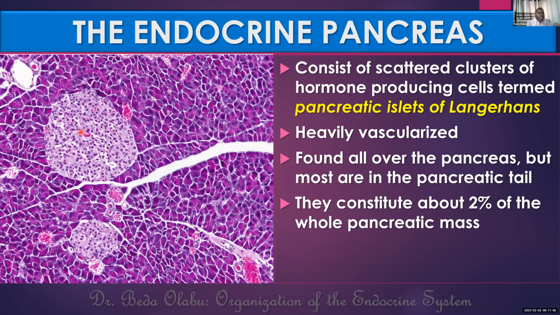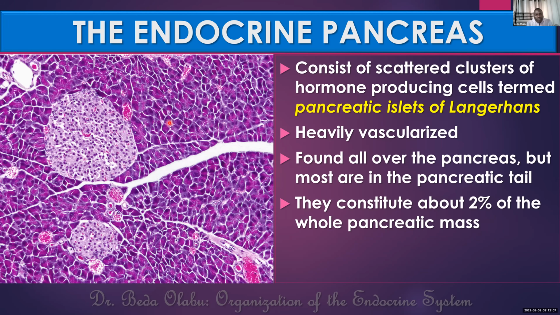So that's an islet. That's another islet. We can see how vascularized they could be. You can see blood vessels there. But then these are the pancreatic acini, the ones that produce pancreatic juice.